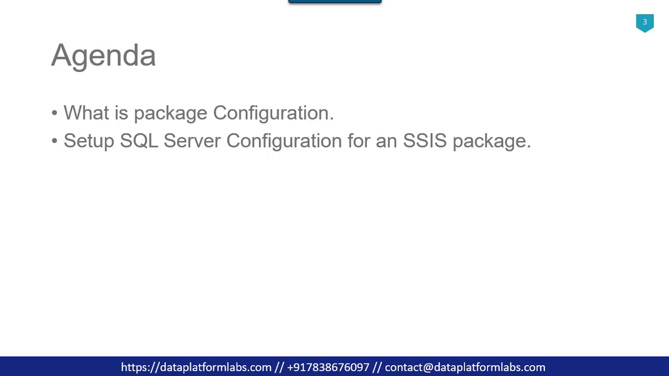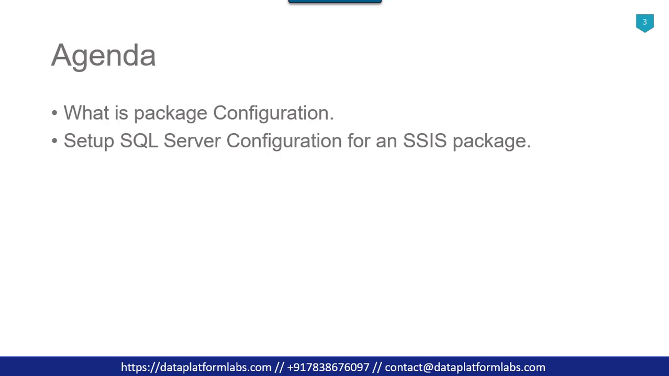There are different kinds of configuration options available, and the most popular are the XML configuration and SQL Server configurations. For example, if you configure your SSIS package to read the connection string, a file path, or a folder path from a SQL Server table, then while running the package at runtime, it won't get the values from the package itself, but will read those values from the SQL Server table. So this is very useful.